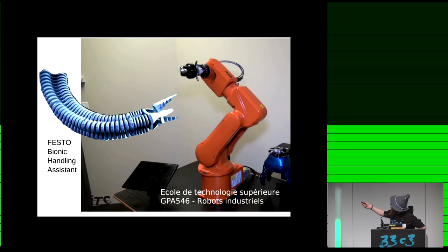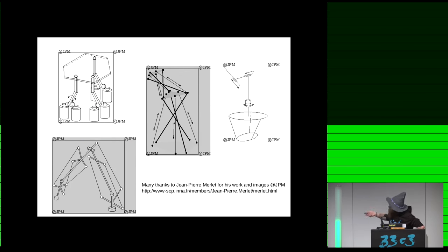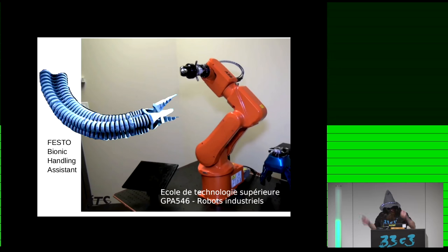They're quite slow and they cross singularities. Also a big problem. We don't want singularities.